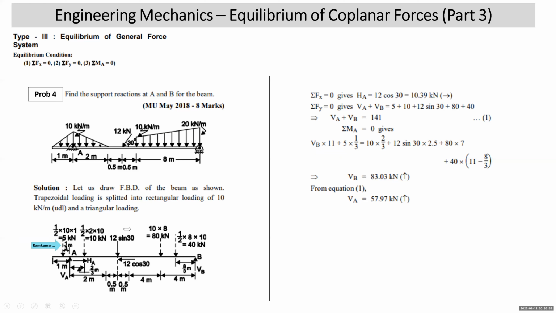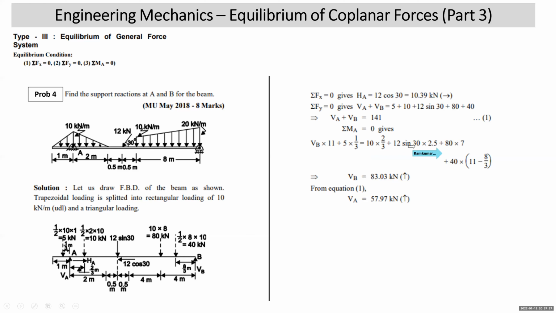This 10 into 2 by 3 will give you clockwise movement. 12 sine 30 into 2.5 will give you clockwise movement. 80 into 7 will give you clockwise movement. Even 40 into 11 minus 8 by 3. Distance between A and B is 11 meter, and this equivalent point load is at 8 by 3 meter from right of B. So perpendicular distance of 40 from A will be 11 minus 8 by 3. So this is what is going to be clockwise.